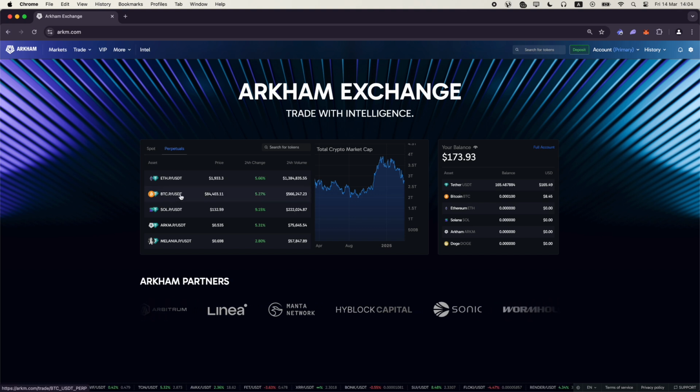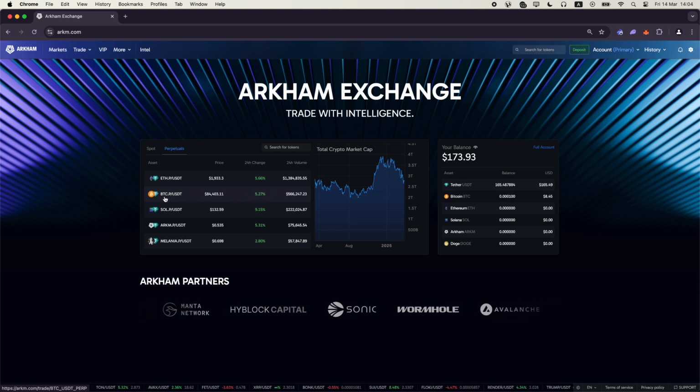This allows you to potentially profit from price moves in either direction, going long if you think the price will rise, or short if you believe it will fall. It means you can trade Bitcoin's price without actually owning it.